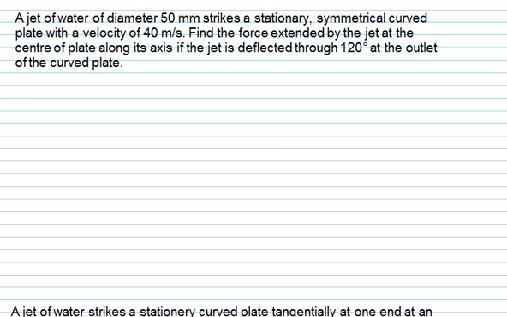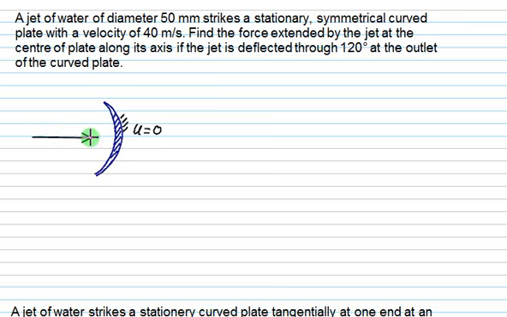A jet of water having diameter of 50 mm strikes a stationary symmetrical curved plate with a velocity of 40 meter per second. Find the force exerted by the jet at the center of the plate along its axis. If the jet is deflected through 120 degrees at the outlet of the curved plate, the plate is fixed, so u is equal to 0.